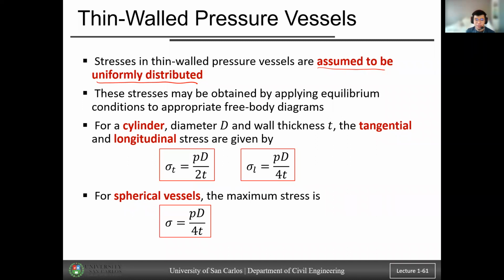Okay, so for cylinder, katong atong i-discuss kanina, tangential and longitudinal. So D is for the diameter and T is always for the thickness of the tank or for the cylindrical vessel. So here is for spherical vessels, the same formula as your longitudinal stress, but take note that T here is the thickness of the sphere.